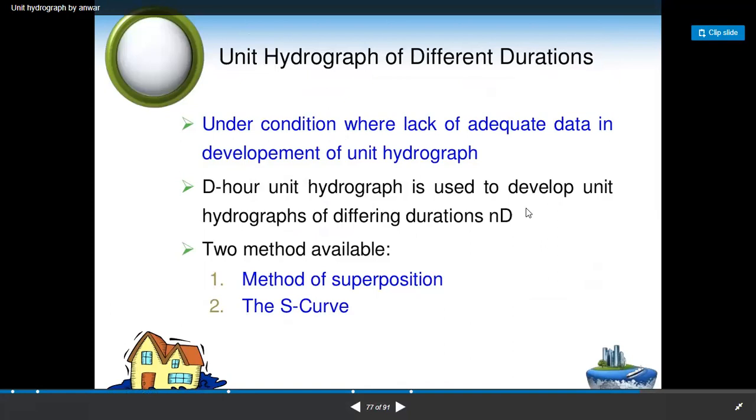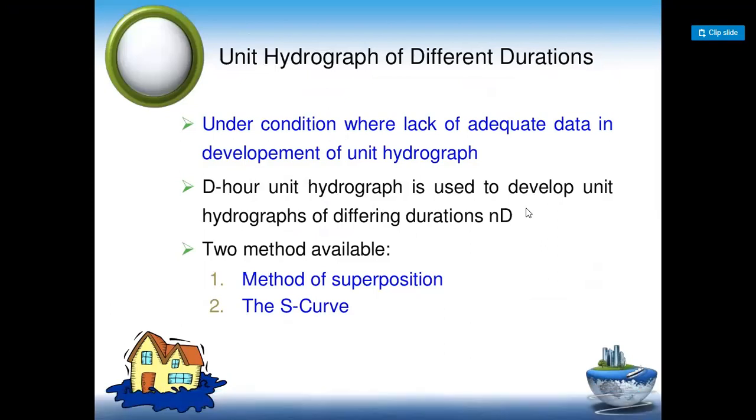Unit hydrographs of different durations. Under conditions where there is a lack of adequate data in development of a unit hydrograph, our unit hydrograph is used to develop unit hydrographs of differing durations. Two methods are available: method of superposition and the S-curve.